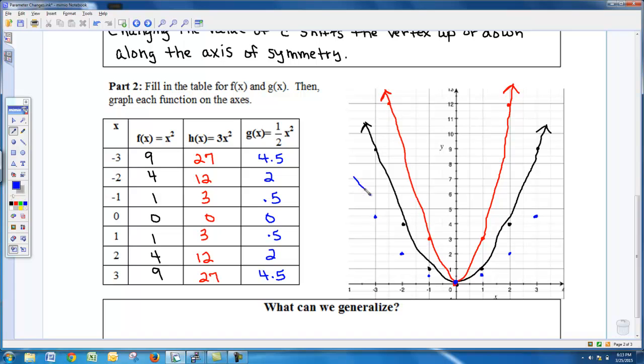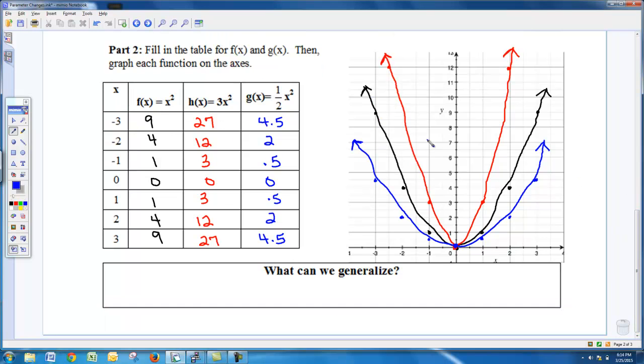So these values are not increasing near as quickly, so what does that do to the graph? It makes the graph wider, doesn't it? Another way of saying that it makes the graph wider is to say that it compresses the graph. You can kind of think of the graph as being squished down and spreading out.